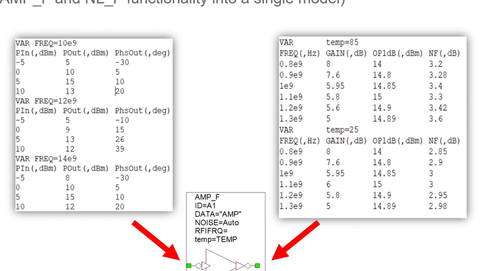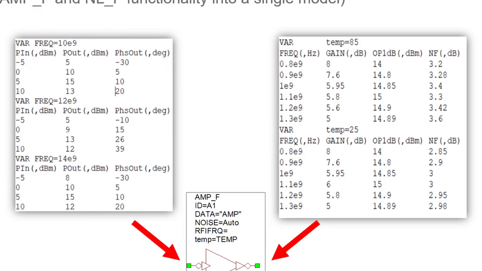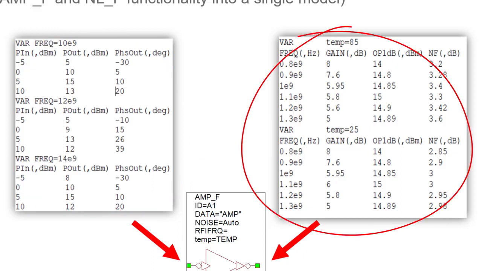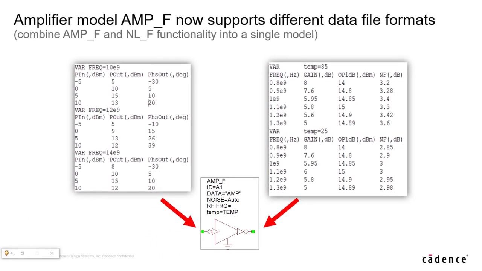Looking at the left side of the screen, we can see the three columns of data representing the AM to AM and AM to PM of an amplifier. While on the right side of the screen, we can see four columns encapsulating the frequency dependency of an amplifier. In short, AMP_F can reference either format, inclusive of several other formats.